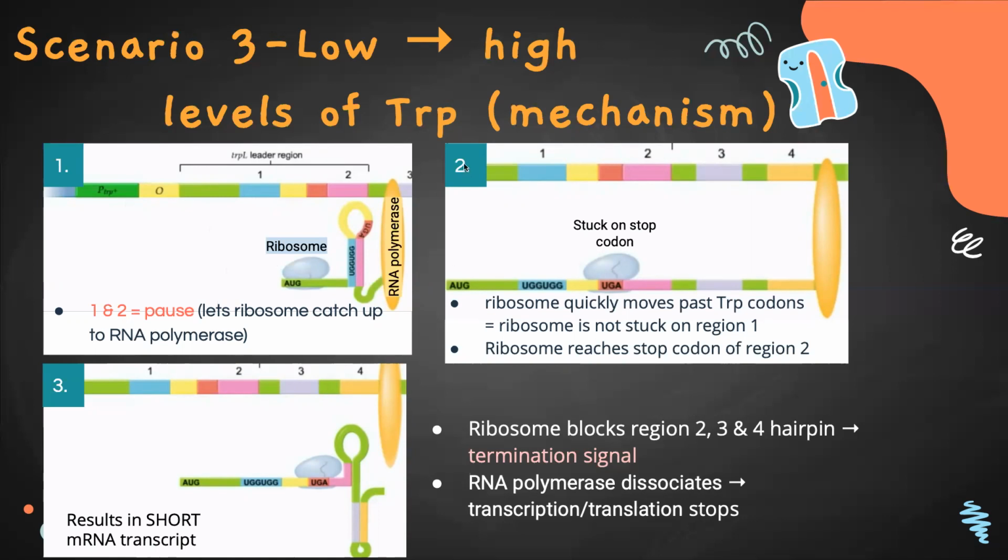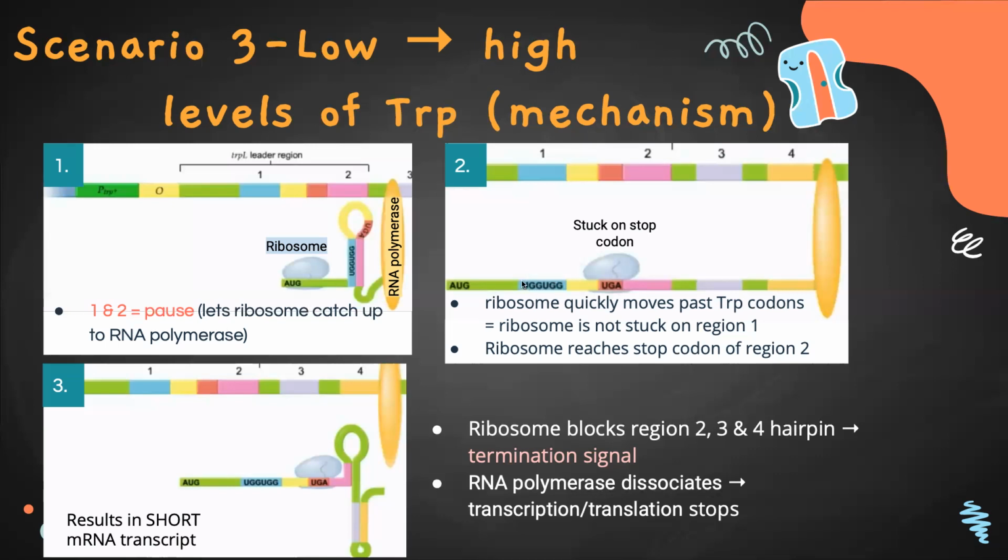And this is where it's a little bit different. So the ribosome is continuing on, and it won't be paused long in region 1 where the trp codons were, because whereas in the other scenario, there was not enough tryptophan around for it to move quickly, here there is enough tryptophan around. So tryptophan goes through and gets added to the amino acid sequence quickly.